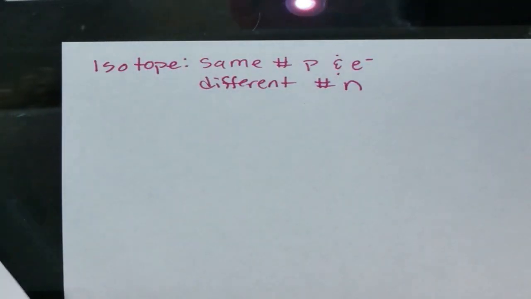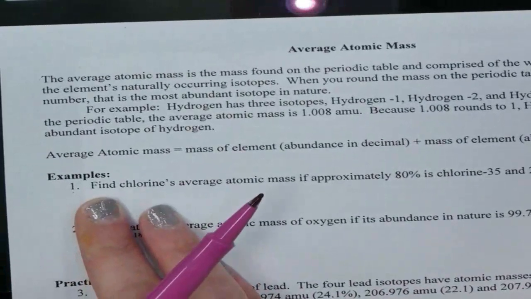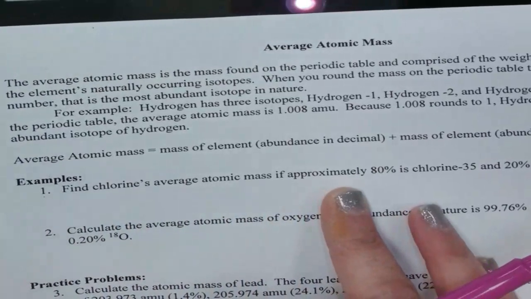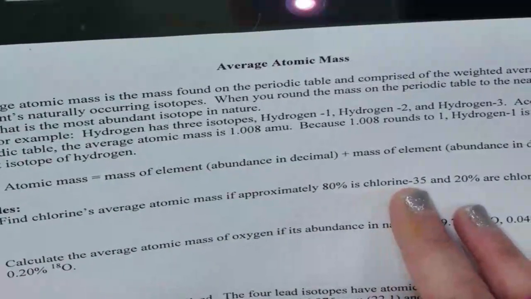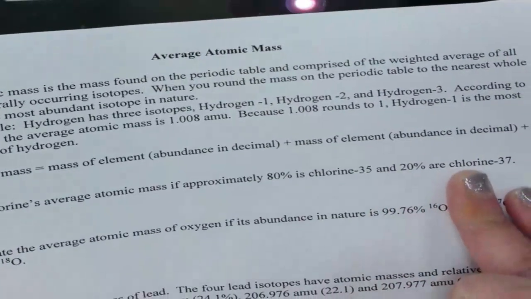So when we are going to calculate that, now we're going to be on our average atomic mass worksheet, and we're going to be doing problem number 1. Find chlorine's average atomic mass, if approximately 80% of the chlorine is chlorine-35 and 20% is chlorine-37.